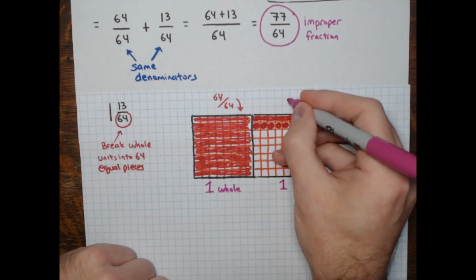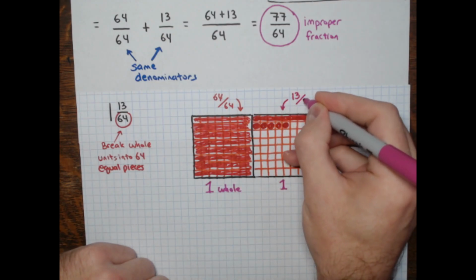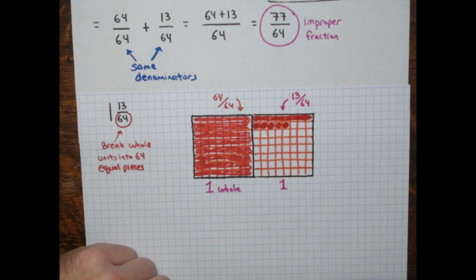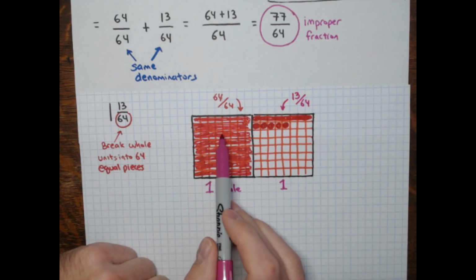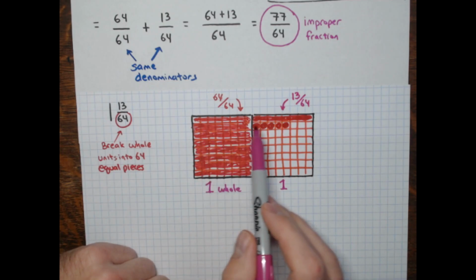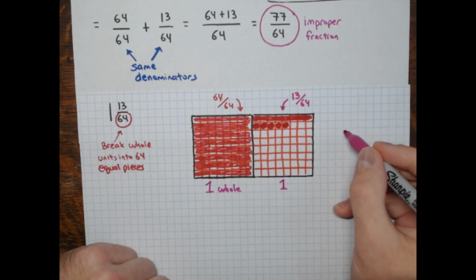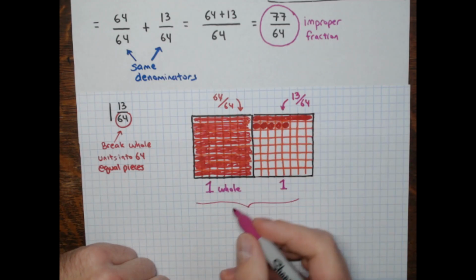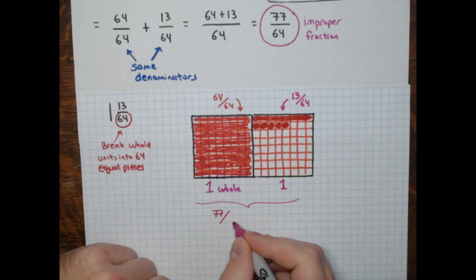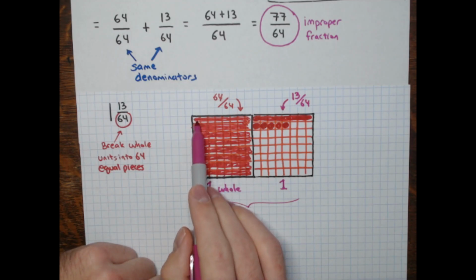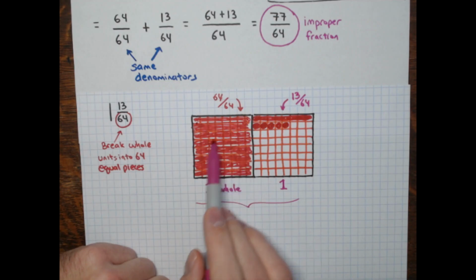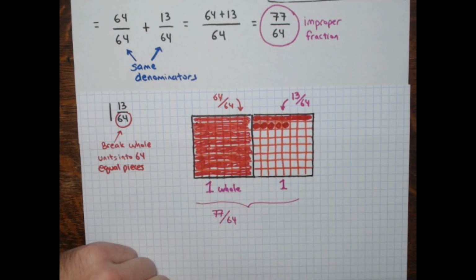So here's a picture of 13 out of the 64 of a whole. Put them together, you see how I have 64 squares filled in here, 13 here, for a total of 64 and 13 for a total of 77. If you look at all the colored in stuff, that's 77 64ths. So one of these squares is 1/64 of a whole, and I have 77 of those. So here's a picture of how to get that same result.